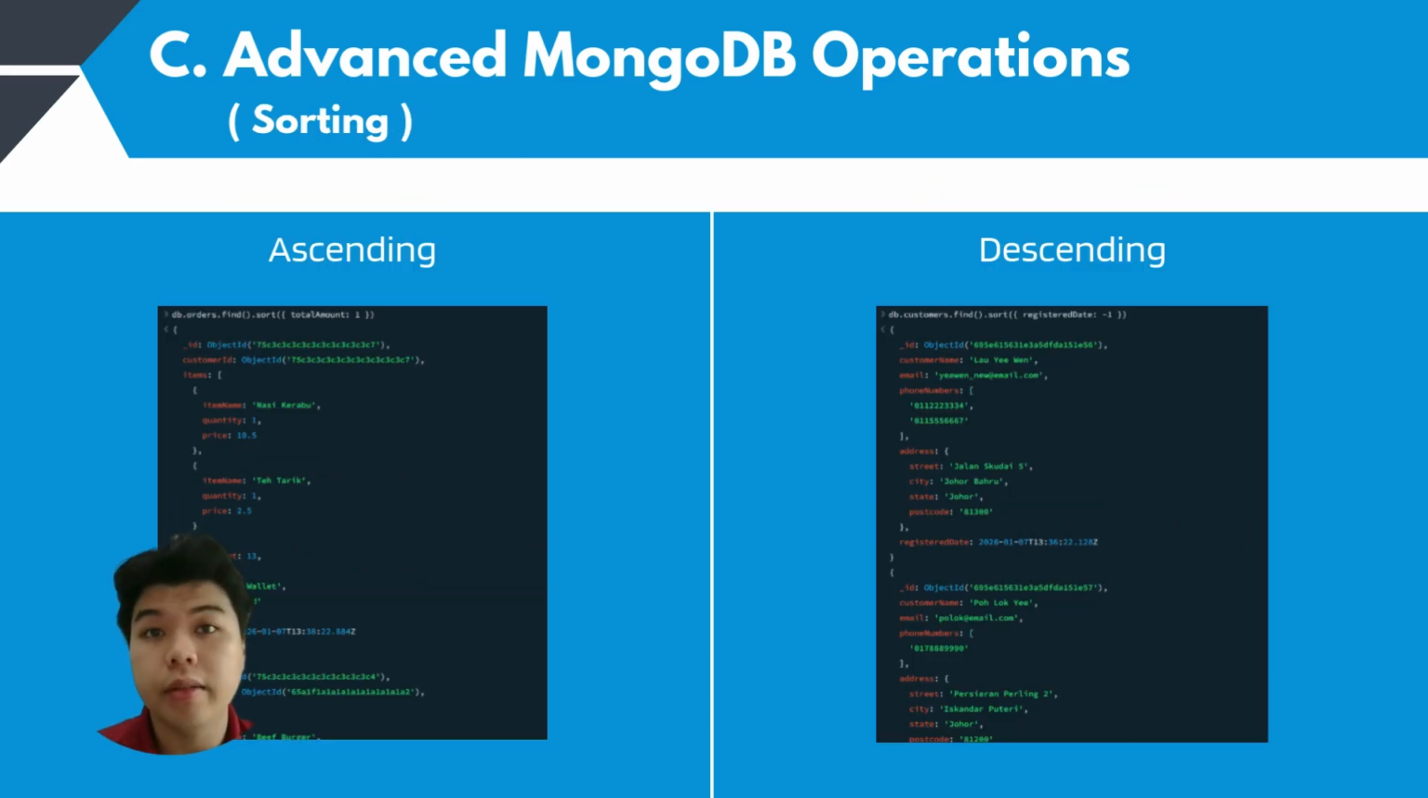We also demonstrated the sorting capabilities, which are vital for the user interface. We sorted orders by total amount from lowest to highest. This simulates a filter by lowest price feature for customers looking for budget meals. For descending sort, we sorted the customers by register date in descending order. This allows administrators to quickly see the most recently registered users at the top of their dashboard.